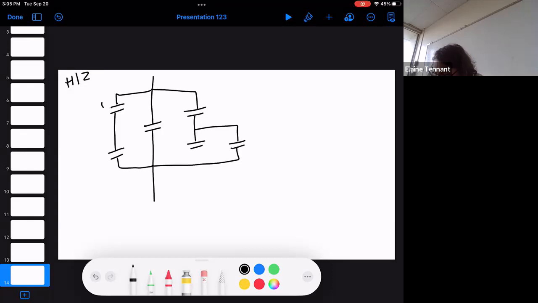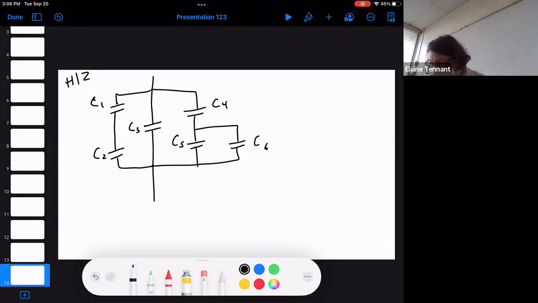So this is C1, C2, C3, C4, C5, and C6. Okay, so I have 6 different capacitors. And just so you know, the problem gives you numbers, but let's solve this without numbers. I would like to find the equivalent capacitance of all of these capacitors put together.